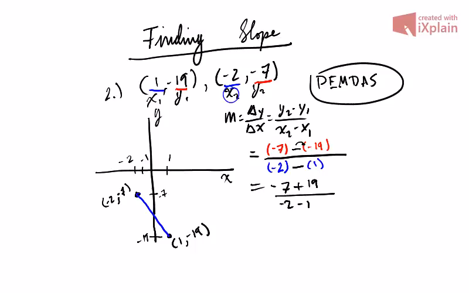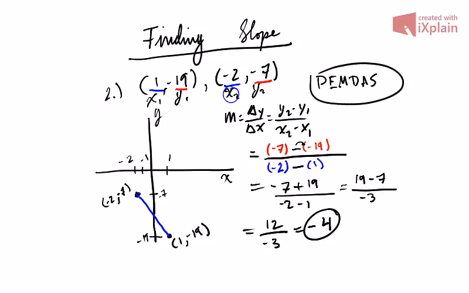So -7 plus 19 is the same thing as 19 minus 7 due to the commutative property. I'll clean that up. So 19 minus 7 is the same thing as -7 plus 19. -2 take away 1 is -3. So 19 minus 7 is 12, divided by -3. 12 divided by -3 is -4.